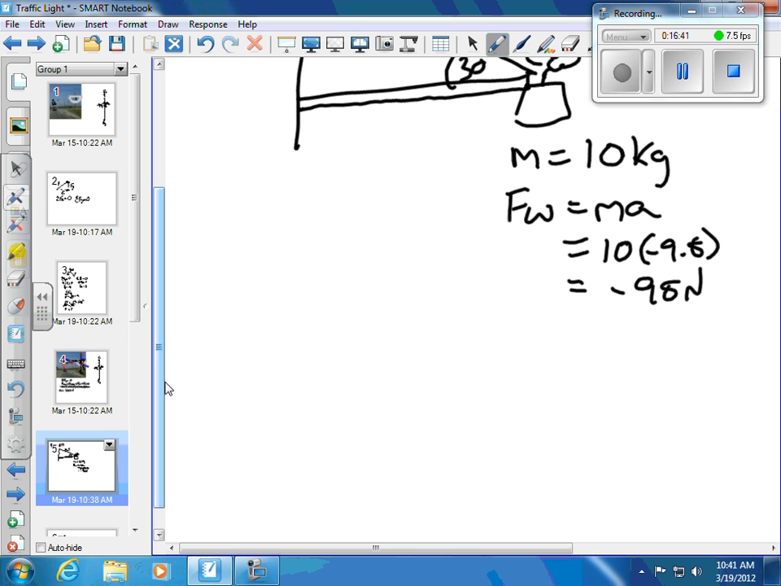Okay. So now we have to look at the sum of our forces. Are we looking at the x or the y? Sum of Fx or sum of Fy? It's sigma. I can't draw it very well on the thing. It means the sum of all the things.